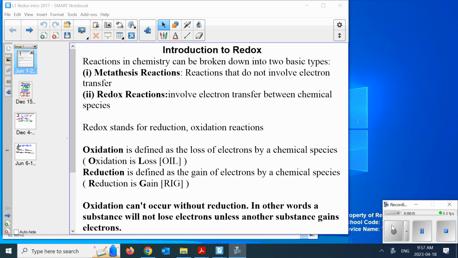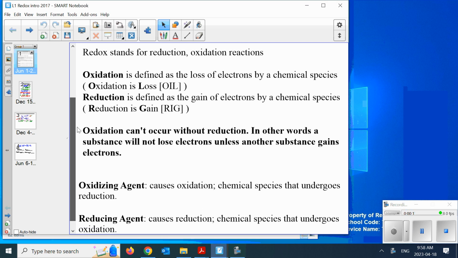Okay, we started yesterday, introduction to redox. We took some notes. Redox reactions involve electron transfer, and OIL RIG is the way I use to memorize. LEO goes GER is another way, but anyways, oxidation is loss of electrons, that's OIL. RIG is reduction, is gaining electrons. Other thing to think about is that a reduction reaction means that there will be a reduction in charge.